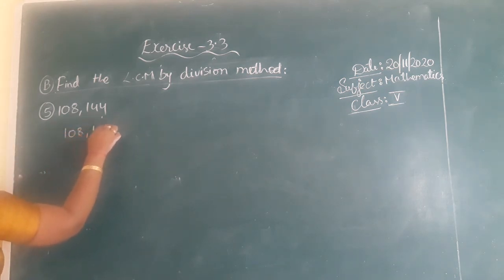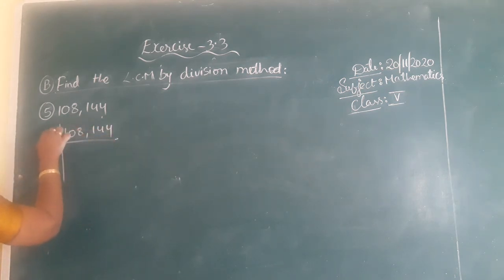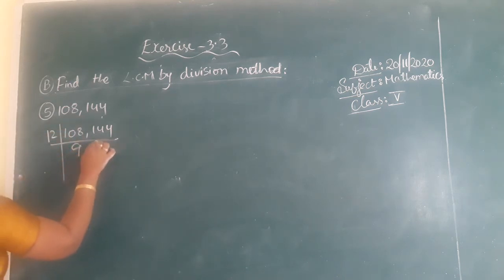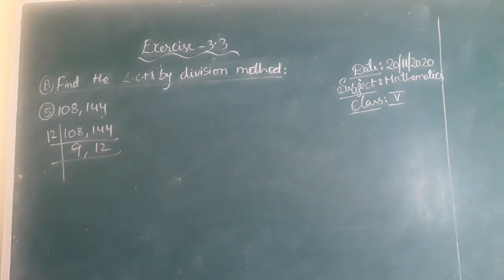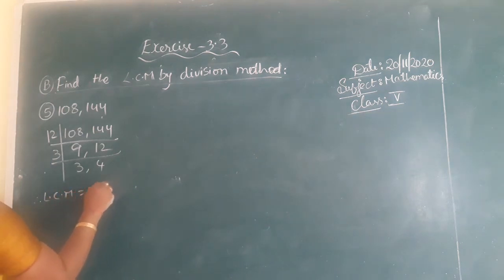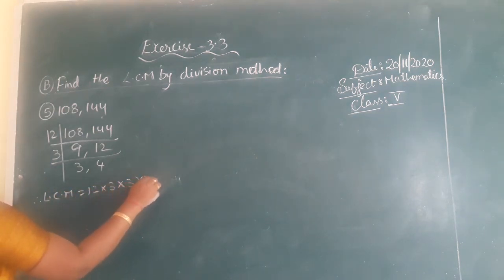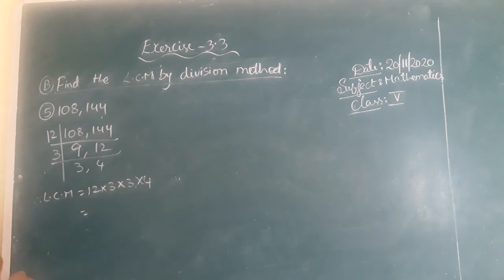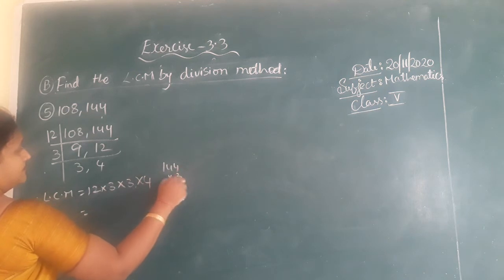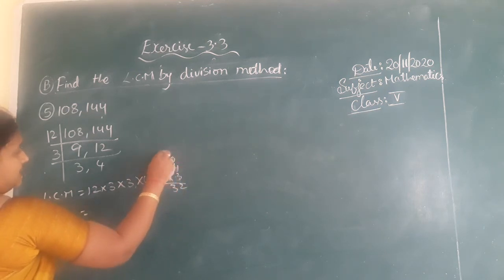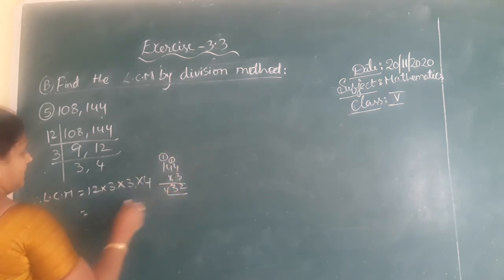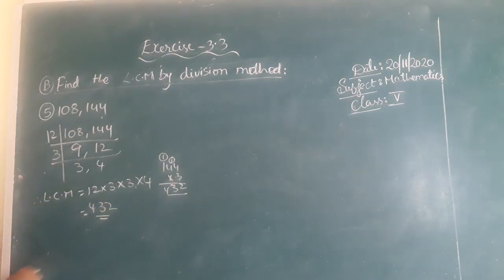108, 144. In the 12 table we can see this number. 12 9s, 12 12s. 9 and 12 are divisible in the 3 table. 3 3s and 3 4s. So LCM equals 12 into 3 into 3 into 4. It's nothing but 144 3s, 432 is the answer. See the next one.